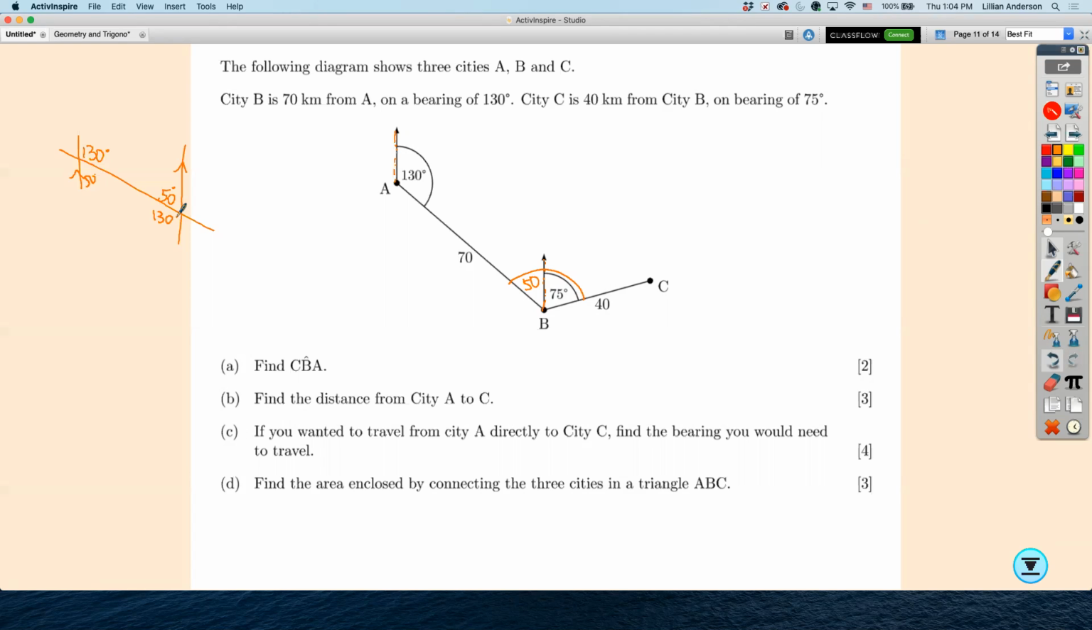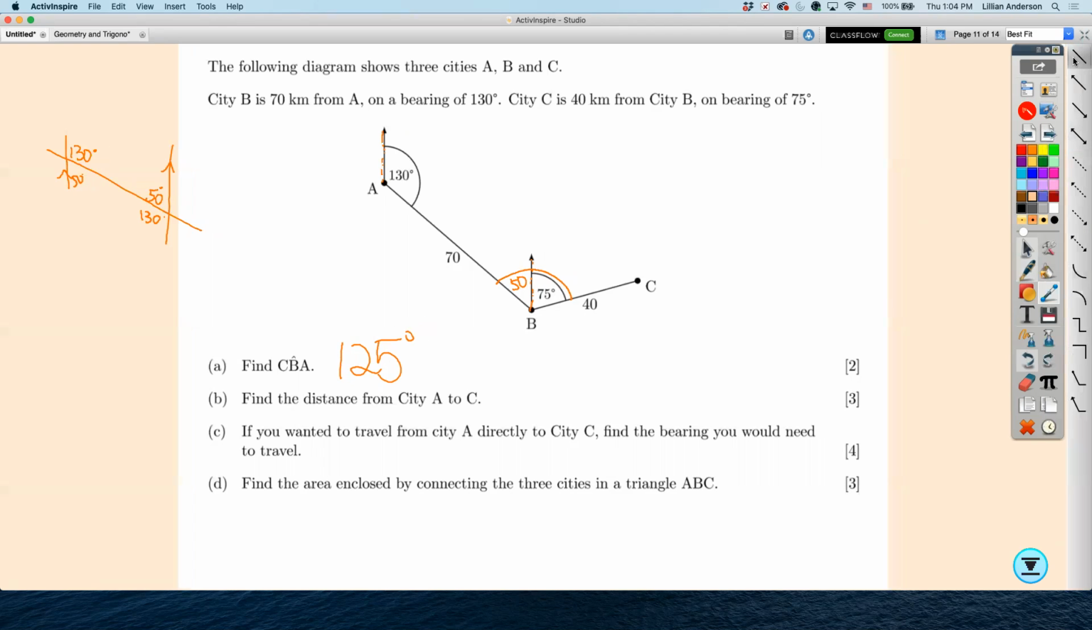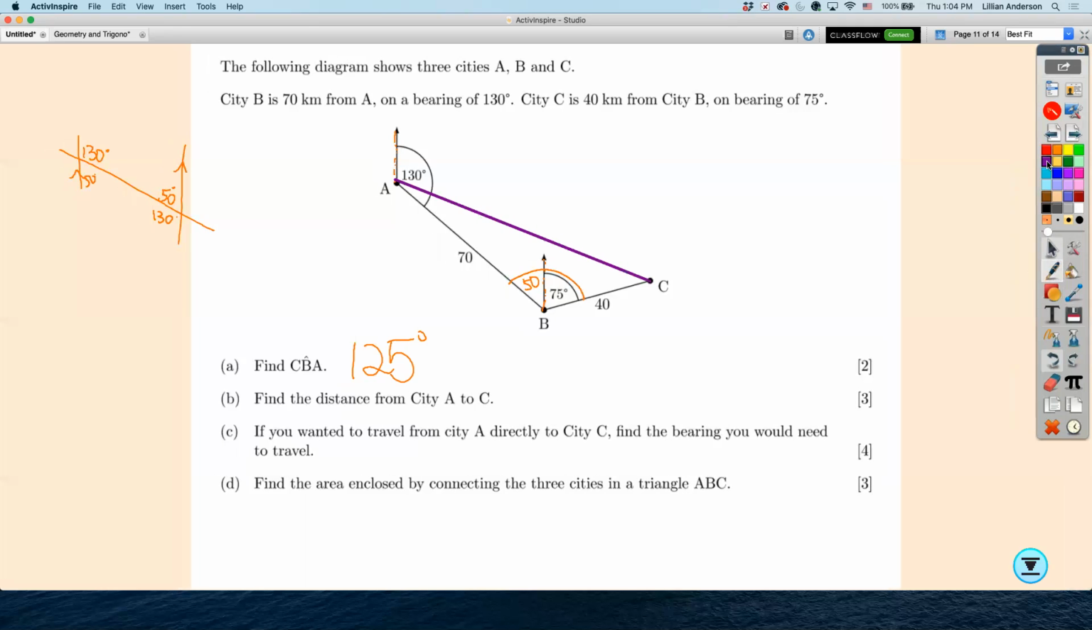So what's the angle of CBA? 125. Now you're asked to find the distance between city A and city C. What rule am I going to use here to find that distance? Side angle side. Cosine. Do it now. You're doing the cosine rule and finding the distance from city A to city C.